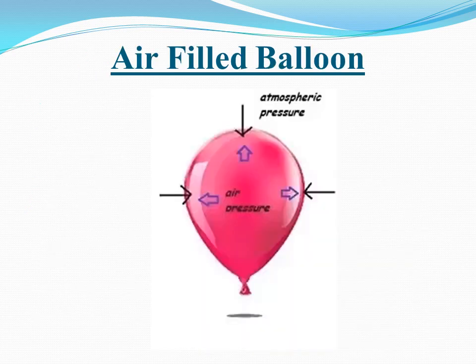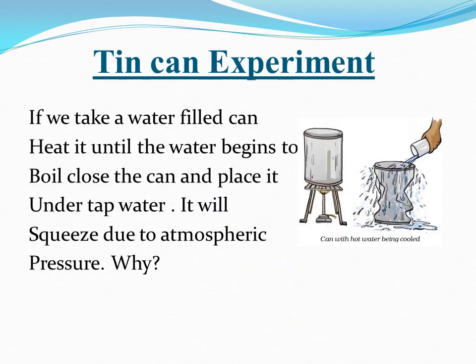Take an example of air-filled balloon. When you fill air in the balloon, it expands equally in all directions. Inside the balloon, there is an air pressure, whereas outside the balloon, there is atmospheric pressure, and both are equal. Now take another example of tin can. If we take a water-filled can, heat it until the water begins to boil, close the can and place it under tap water, it will squeeze due to atmospheric pressure. Why? The answer is, when you pour cold water, steam inside the can condenses, leaving empty spaces. Now inside the can, air pressure will decrease, so it will squeeze due to high atmospheric pressure outside the tin can.